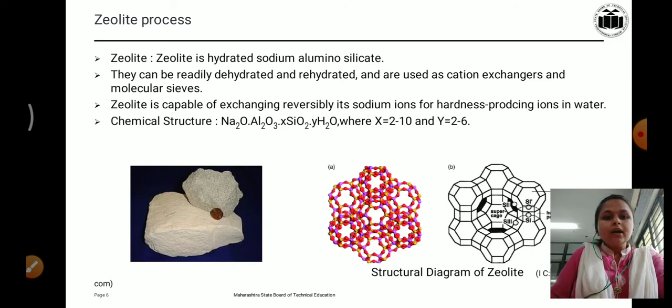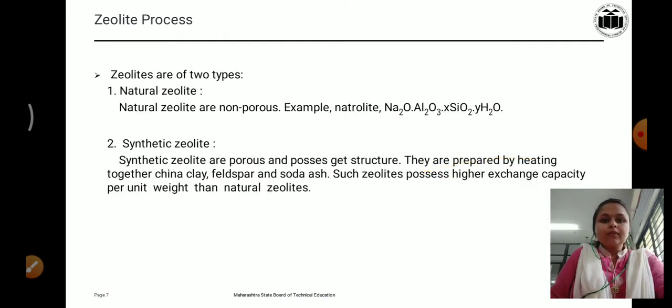In this slide you can see this is one zeolite and this is a structural diagram of zeolite. There are two types of zeolite. One is a natural zeolite and second is a synthetic zeolite.